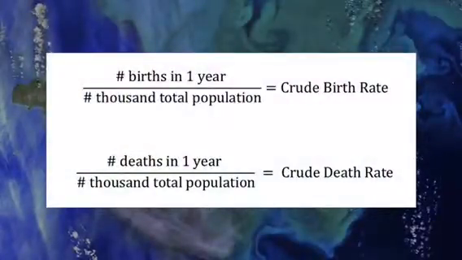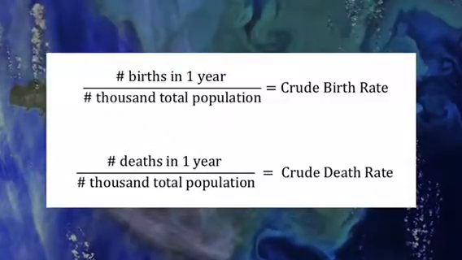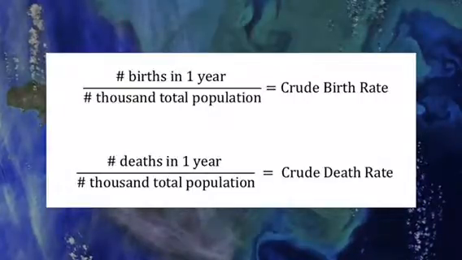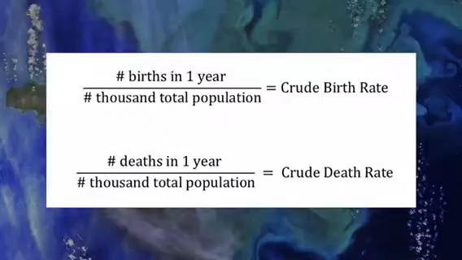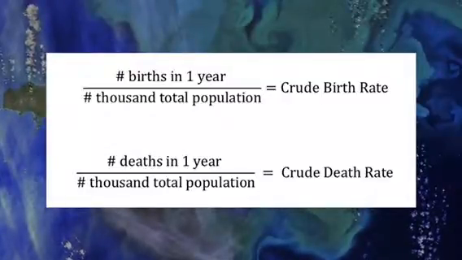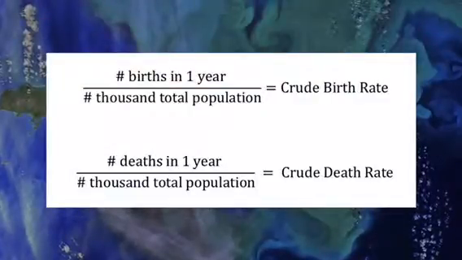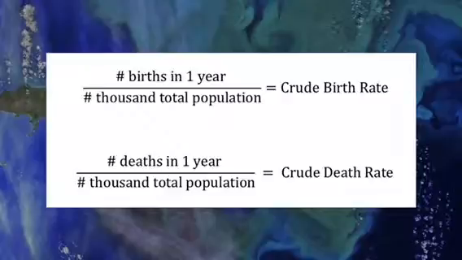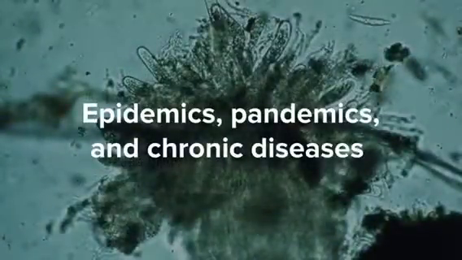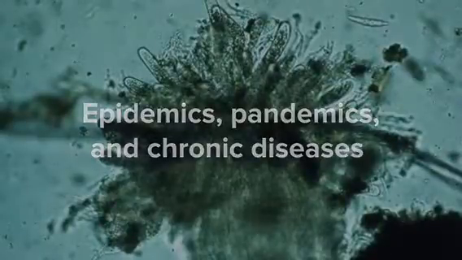Our rate of global population change can be represented by crude birth and death rates. For the crude birth rate, you take the number of births over 1,000 of the population. As for the death rate, you take the number of deaths over 1,000 of the population. To get the crude growth rate, you take the number of births minus the number of deaths over 1,000 of the population.